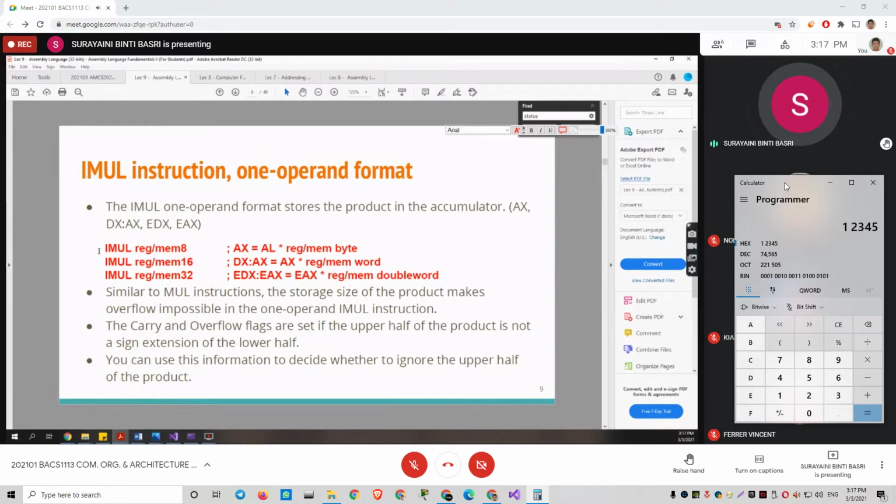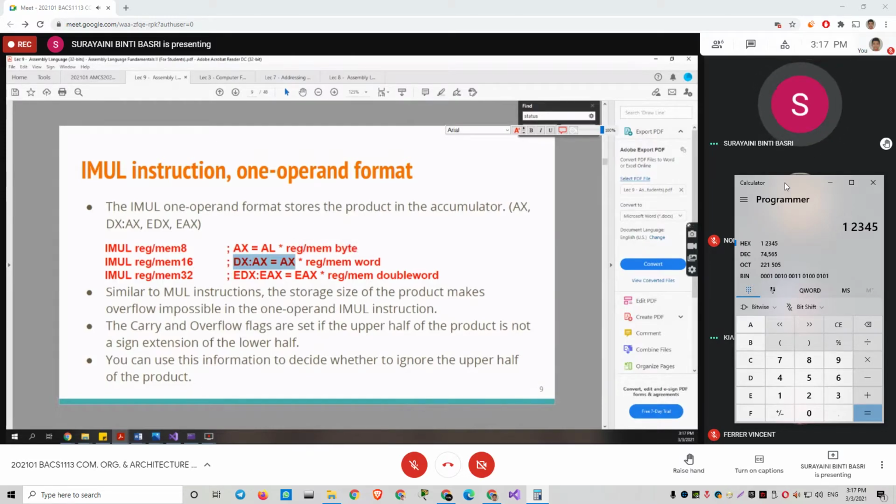This is the formula. IMAL, you can put either register or memory. So the format will be here, which is the result will be stored in AX, and then you need to multiply AL with the memory or any value. So the same with the 16-bit and 32-bit.